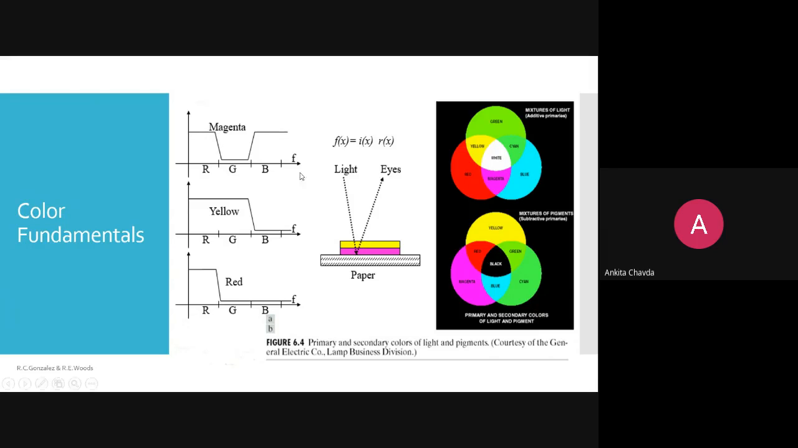Fine. So this is magenta: red and blue. So for red and blue there would be the color wavelength. For green it is null. Same way for yellow you can check. For red and green it is up, and for blue it's down. This is only for a single color, red. If there would be a red color, all the other two colors will be suppressed. Very simple to understand, right?